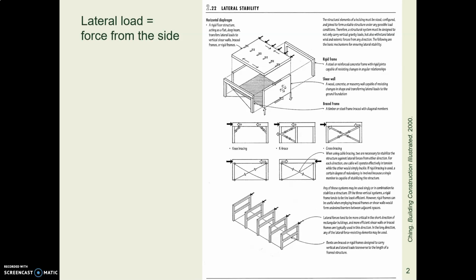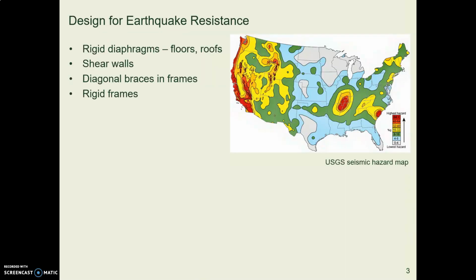A load is another word for force, and lateral is another word for sideways. A lateral load is a force coming from the side. It pushes on the side of your building and tries to tip it over. That force could be coming from a strong wind, or it could be coming from earthquakes.